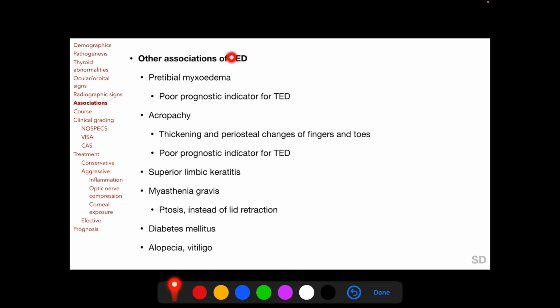TED can be associated with pretibial myxedema and acropathy. And acropathy and pretibial myxedema are poor prognostic indicators for TED. TED can also be associated with superior limbic keratitis and autoimmune diseases such as myasthenia gravis, diabetes mellitus, alopecia, and vitiligo. Now, if a patient has thyroid eye disease along with myasthenia gravis, there can be ptosis instead of lid retraction.